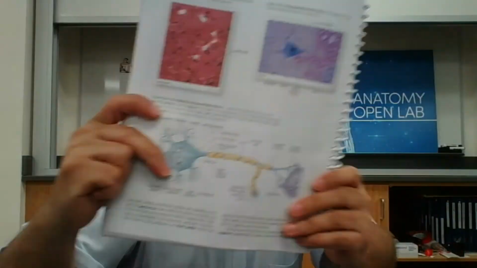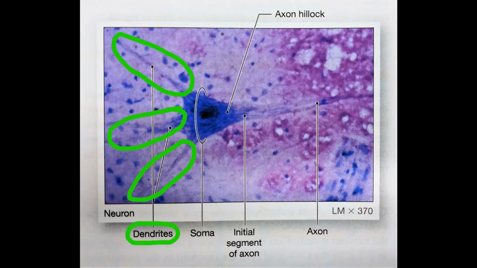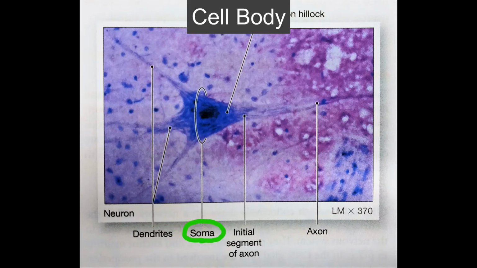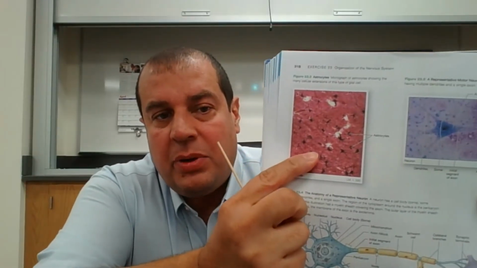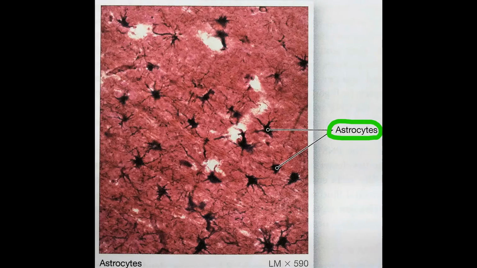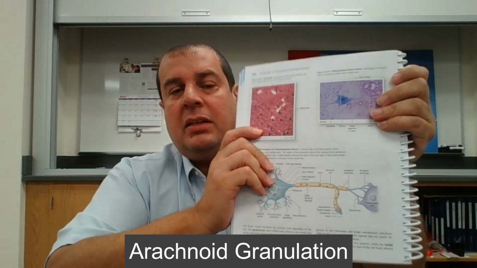Okay, and up here you can see a neuron. Here you can see barely dendrites, these little purple lines right there, cell bodies, nucleus, and here's the axon. And here in this diagram, you have a bunch of astrocytes which maintain the blood-brain barrier, preferably at the site of the arachnoid granulation. Okay, that's pretty much it.